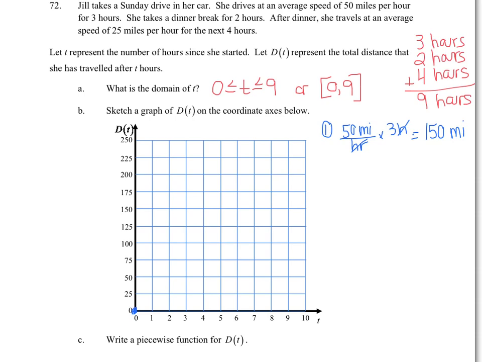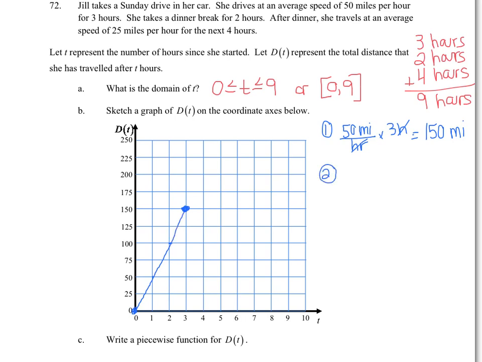She's traveling 50 miles an hour for 3 hours, or you can say that she's traveled 150 miles at the end. Either you can find the total distance, or you can also look at the slope, because speed is going to be the slope. So up 50 over 1, up 50 over 1, up 50 over 1, for a total of 3 hours. So we know that those are the points. We're going to connect those, and that's our first part.